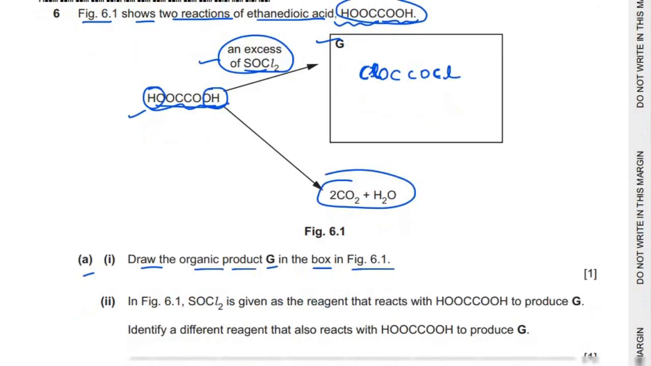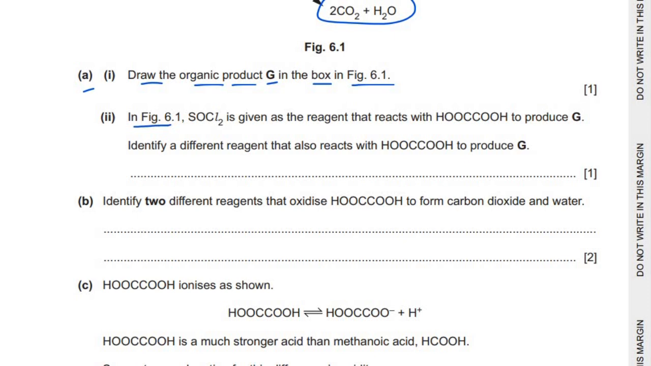If we see the second part, it says in figure 6.1, thionyl chloride is given as a reagent that reacts with the ethane dioic acid to produce G. Identify a different reagent that also reacts with the ethane dioic acid to produce G. Now, if we are replacing the OH group with the chlorine, that is any chlorinating agent, then the other chlorinating agent is PCl5, that is phosphorus pentachloride. Now, that is another reagent that reacts in a similar way.